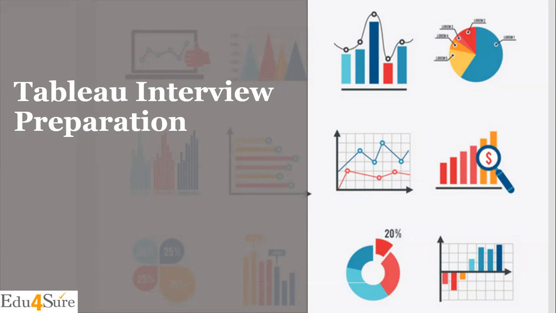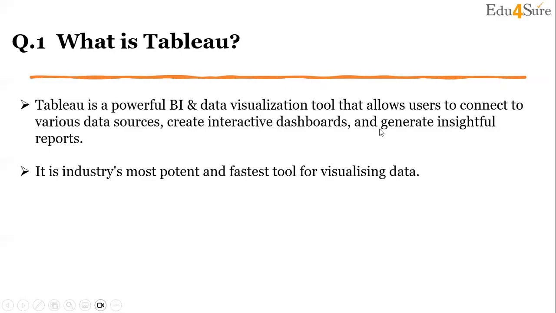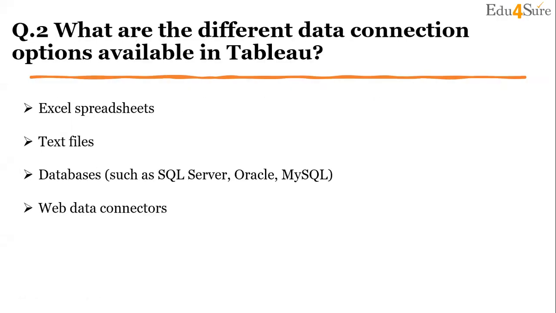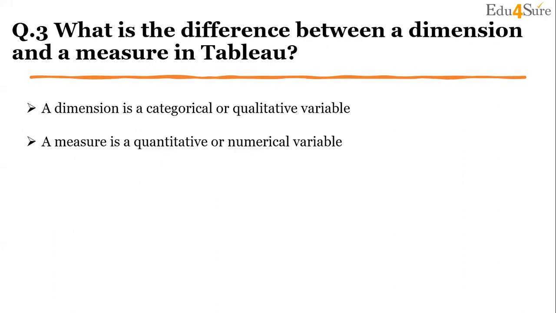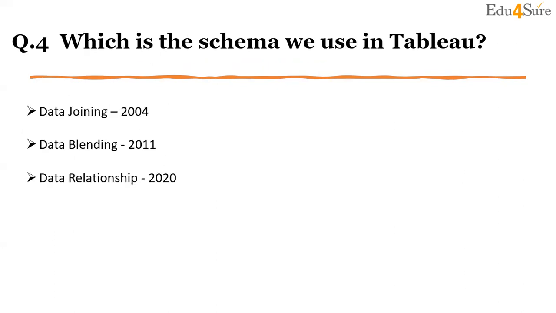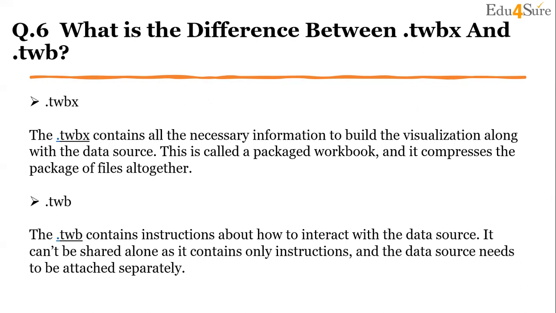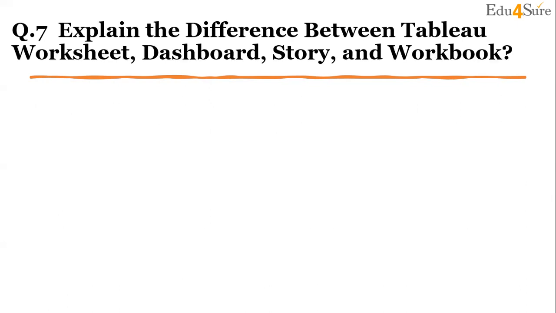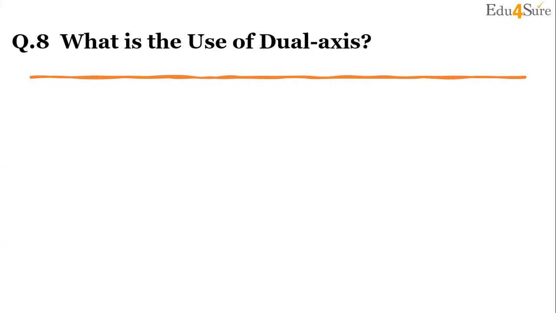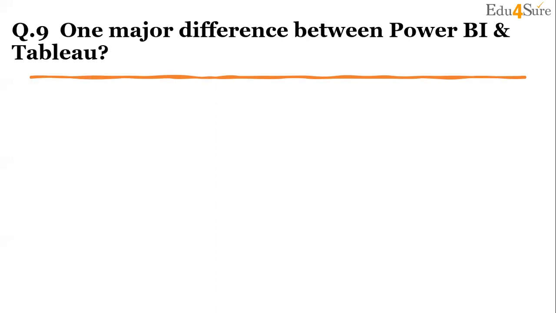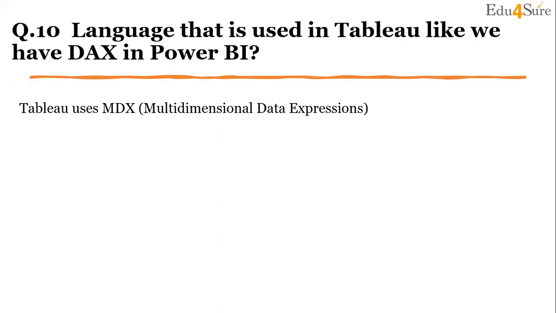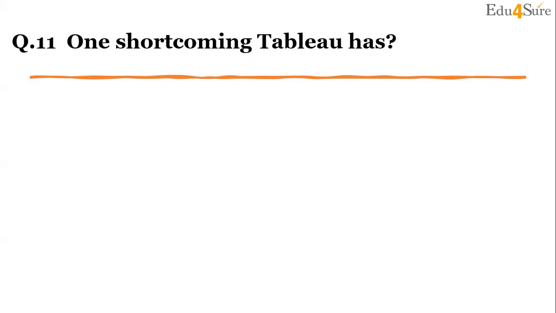So very quickly, what we have covered in the previous two videos. What is Tableau? What are the different data connection options available in Tableau? What is the difference between a dimension and a measure in Tableau? Which is the schema we use in Tableau? What is the difference between a live connection and an extract? What is the difference between TWBX and TWB extensions? Explain the difference between Tableau worksheet, dashboard, story, and workbook. What is the use of dual axis? One major difference between Power BI and Tableau, language that is used in Tableau, like we have DAX in Power BI. Moving to the next set of questions.